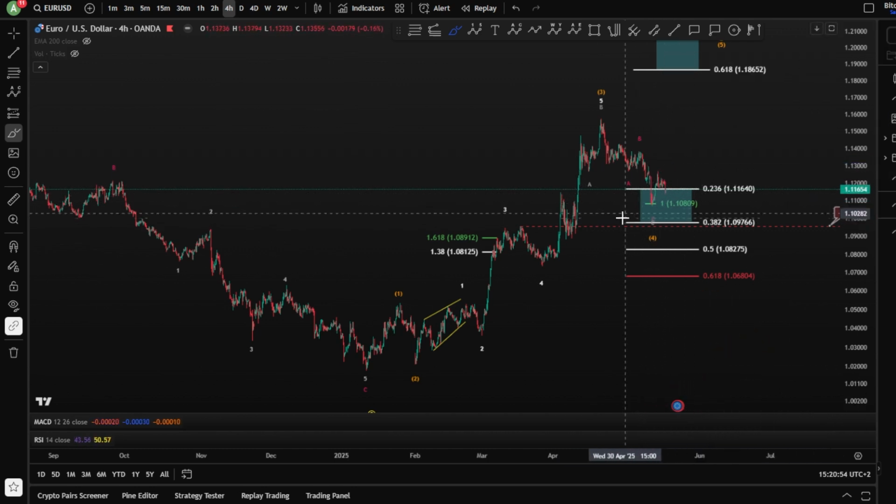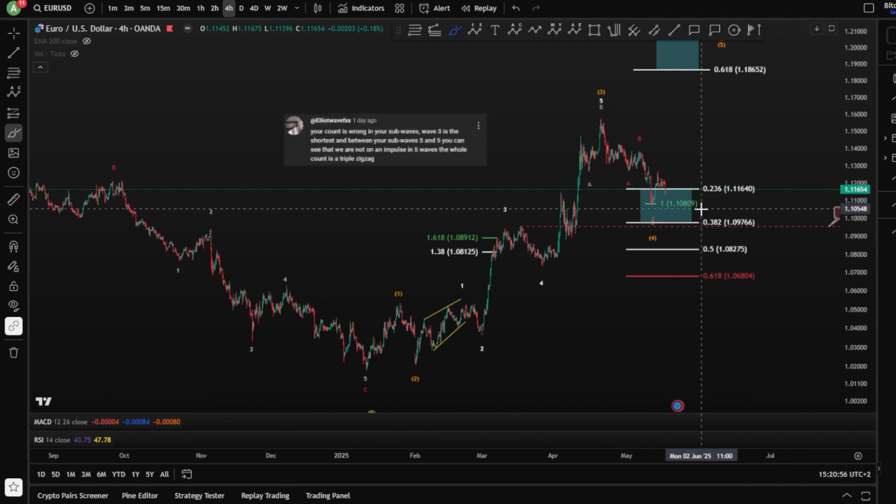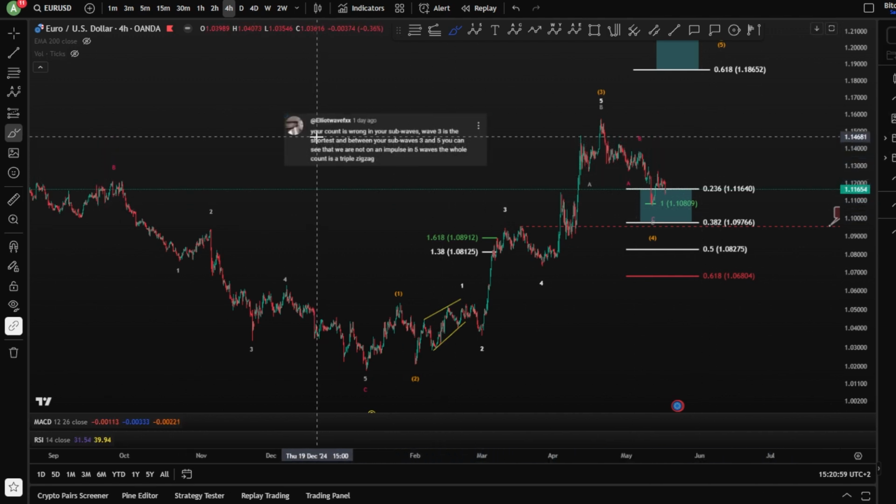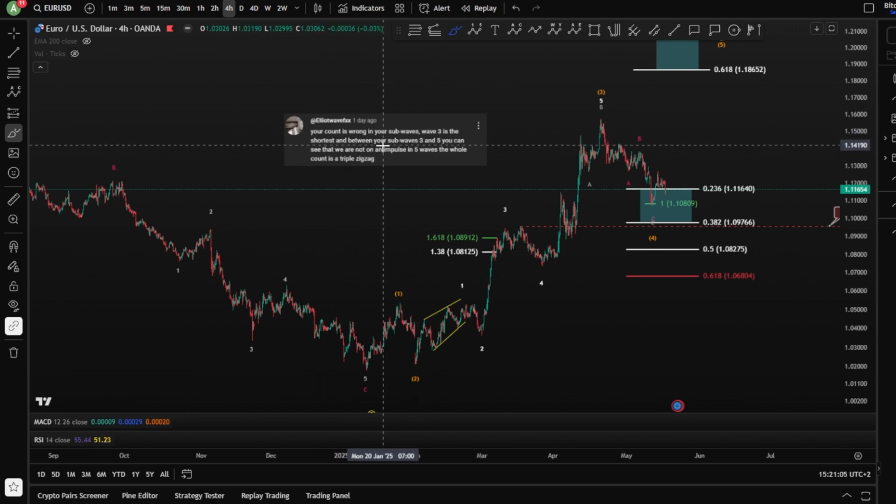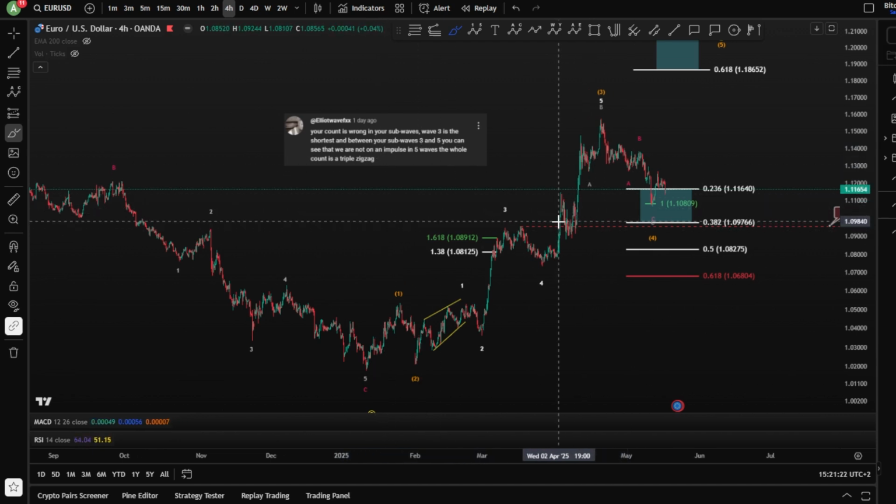Now I would like to mention that I got one comment which is not really pleasant to see. "Your count is wrong in your subwaves. Wave 3 is the shortest, and between your subwaves 3 and 5 you can see that we are not on an impulse. In a wave 5 the whole count is a triple zigzag." Well, I'm sorry to hear that you think my count is wrong, but it is not actually. I'm going to show you that you are wrong.